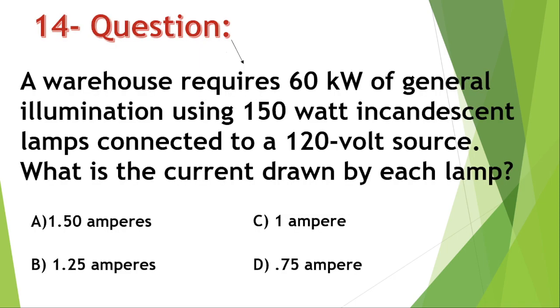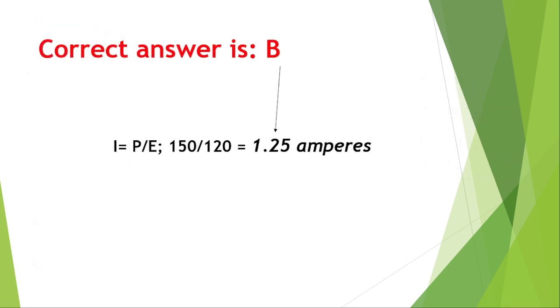Question number 14. A warehouse requires 60 kilowatts of general illumination using 150 watt incandescent lamps connected to a 120 volt source. What is the current drawn by each lamp? A. 1.50 amperes, B. 1.25 amperes, C. 1 ampere, D. 0.75 ampere. Correct answer is B. Please see the reference.